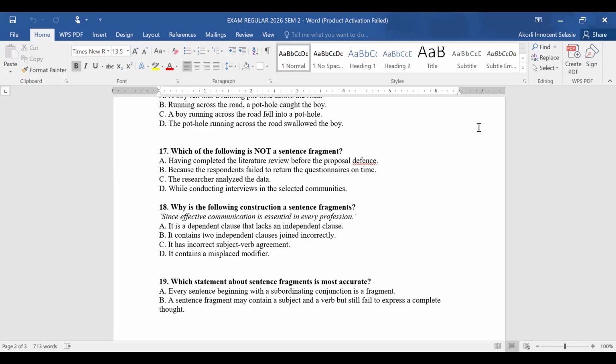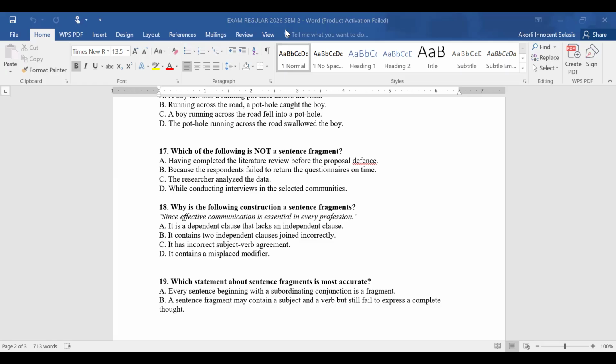Which of the following is not a sentence fragment? A. Having completed the literature review before the proposal defense. B. Because the respondent failed to return the questionnaire on time. C. The researcher analyzed the data. D. While conducting interview in the selected communities. What could it be? It is C. The researcher analyzed the data. Okay.